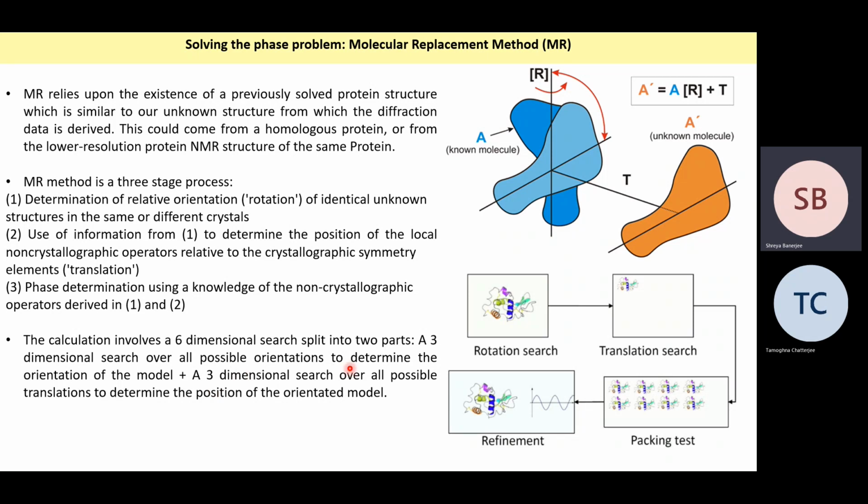So in this, basically from the phase of the known protein, you are carrying out a 6-dimensional search: rotation in 3 degrees of freedom and translation in 3 degrees of freedom. So from the phase of the known protein, you are finding the phase of the unknown protein by finding by how many degrees it is differing in rotation and translation.